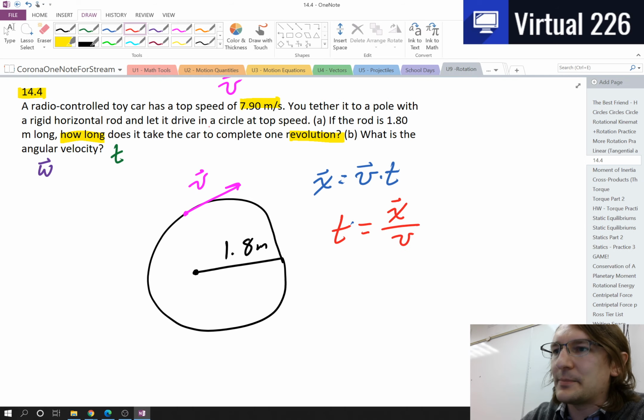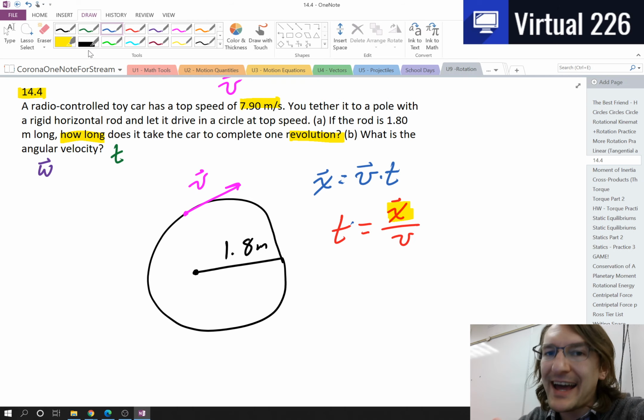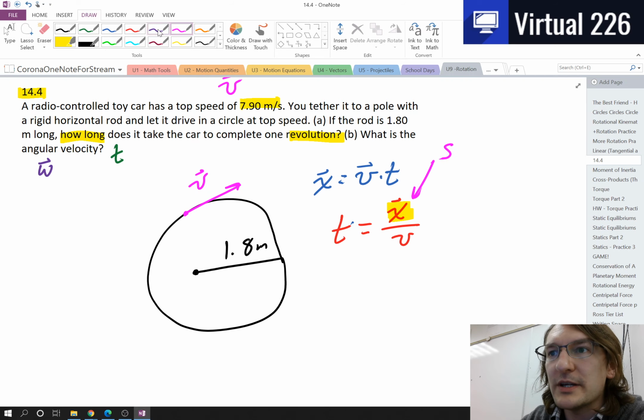But this x up here, this is a linear distance or a displacement, depending on if you're thinking this is vectors or not. We're not using the letter x in our rotational unit here. We're using the letter s, because while this is a linear distance, it could be along a curve, for the circle.